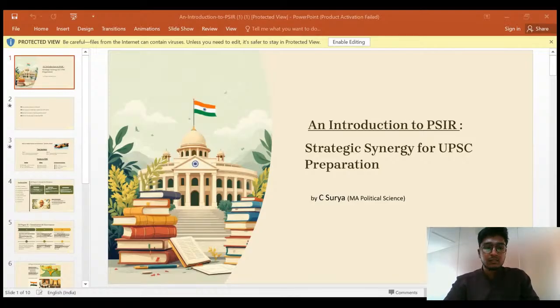So basically, our session will go with the structure of how to choose an optional which is scoring and will give you greater marks in your total when you get top ranks. And then what PSIR is all about, how this PSIR subject is helpful for you when you go through GS, essays, and interviews, how the PSIR syllabus overlaps with the GS syllabus, and finally how to prepare for this PSIR subject. So this is how the session goes.